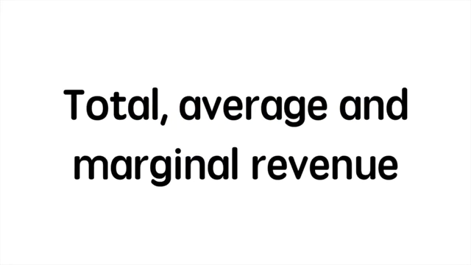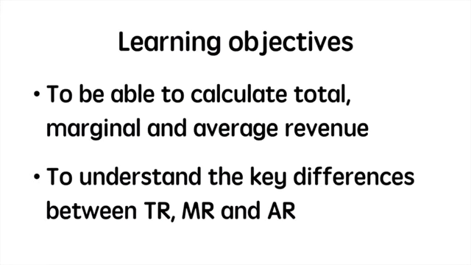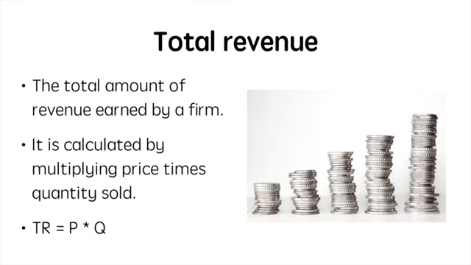In this video, we'll calculate and compare total, average, and marginal revenue. We'll examine the different measurements of revenue and highlight the key differences between them. Total revenue equals the total amount of revenue earned by a firm. It is calculated by multiplying price times quantity sold. If a firm sells 100 units for $5 each, then their total revenue is equal to 500.